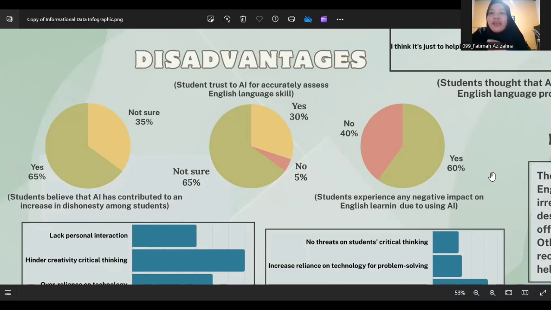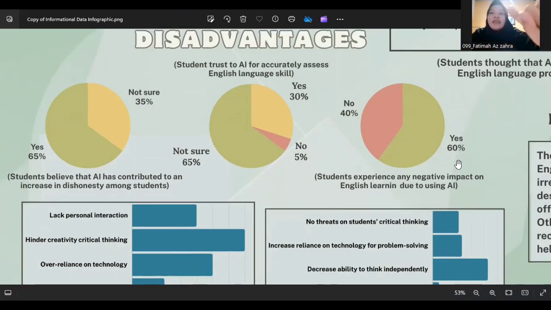And for the third diagram, it's about student experience of any negative impact on English learning due to using AI. The result is that 60% did not experience any negative impacts, while 40% have faced issues and 5% are unsure. This suggests that while AI may benefit many, it also poses challenges for a substantial number of students.